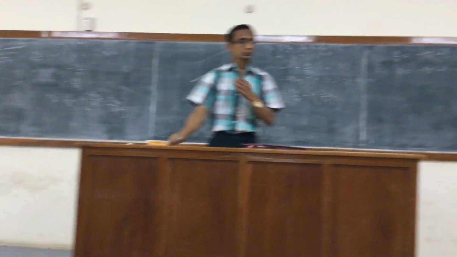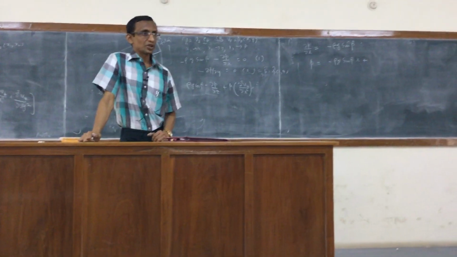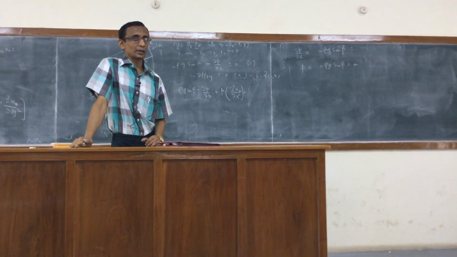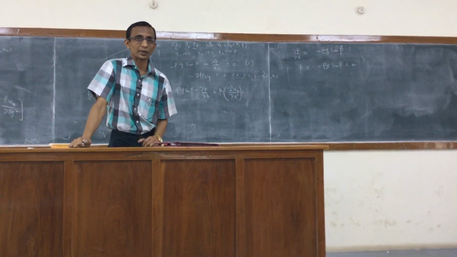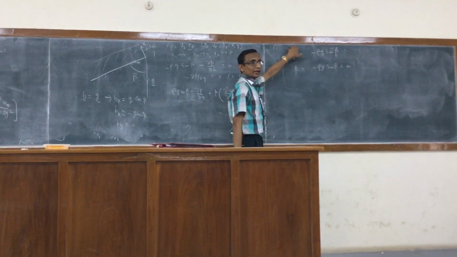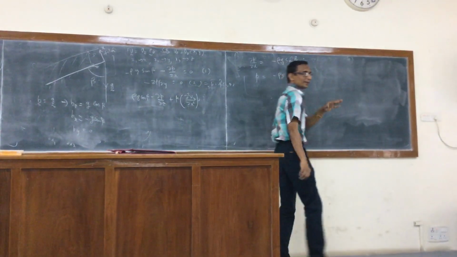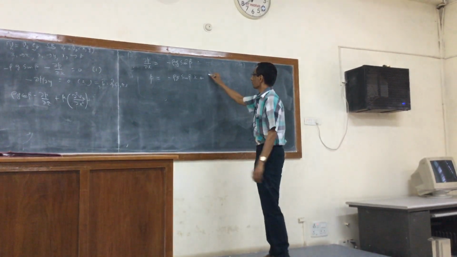Plus what? Plus some function of z, right? Because it cannot be immediately taken to be a constant, because it's only a partial derivative, right? So we've already seen this kind of argument in earlier courses.